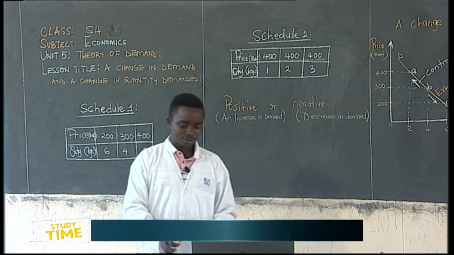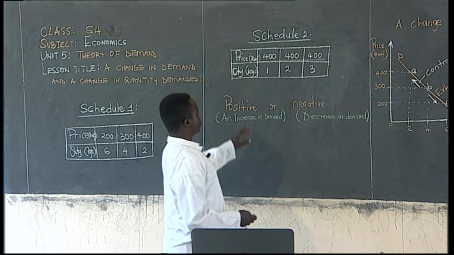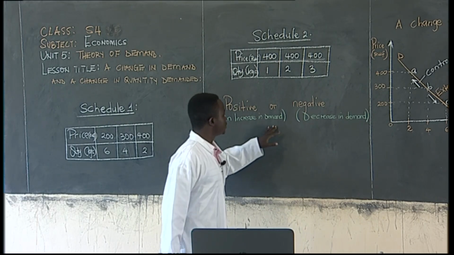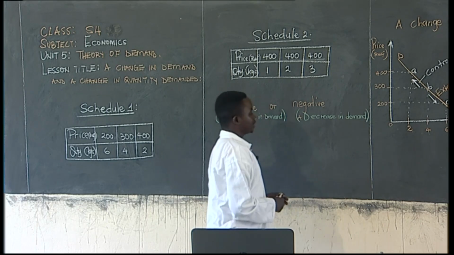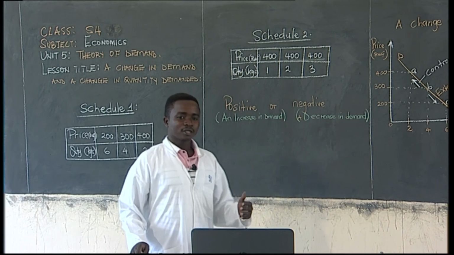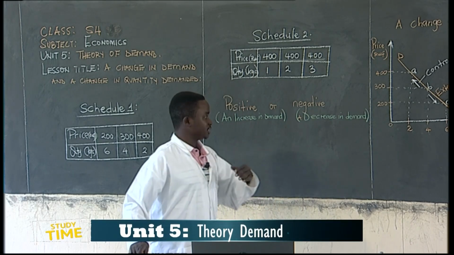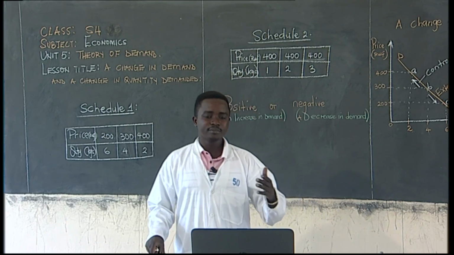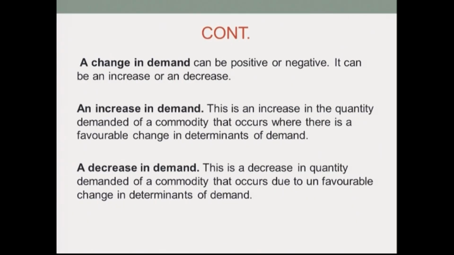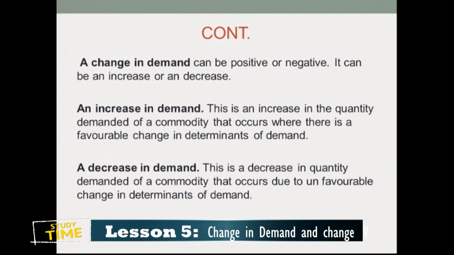Now, I want to illustrate this. A change in demand can be positive or negative. That's why we have an increase in demand and a decrease in demand. So, what is an increase in demand? What is a decrease in demand? Can you distinguish the two? An increase in demand is an increase in the quantity demanded of a commodity that occurs where there is a favorable change in determinants of demand. So, here you have to look at the factors that may lead to a shift in demand.